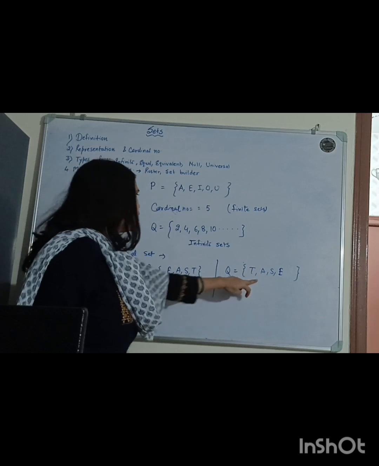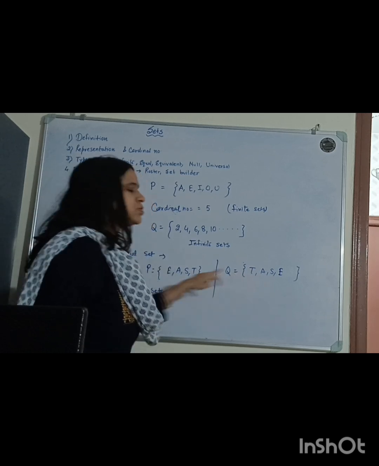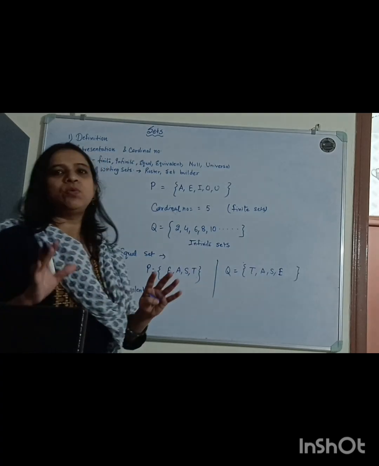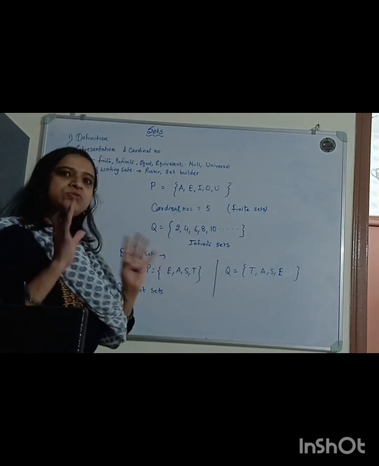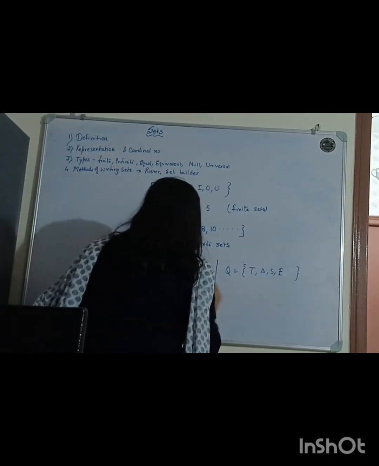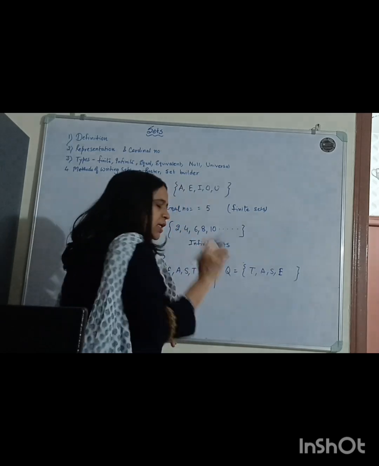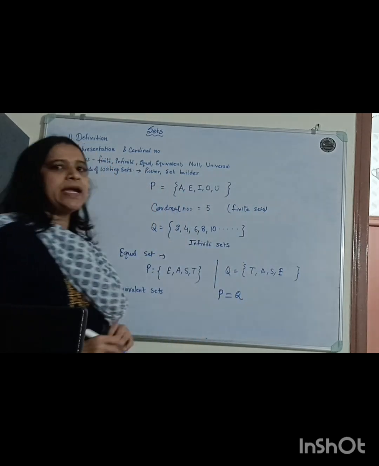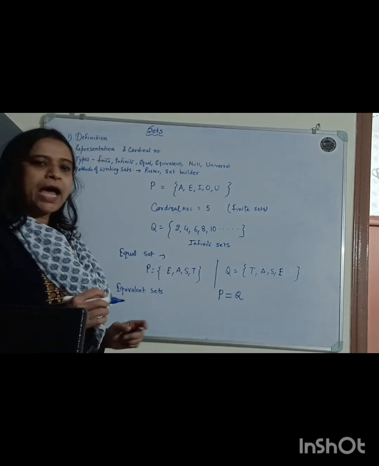See, T is also here, A is also here, S is also here, E is also here. So those both are what? Equal sets. These sets are called equal if all the members are the same. So we can represent equal sets by putting an equal sign. So P equal to Q. This way we will write that these are equal sets. I hope it is clear.